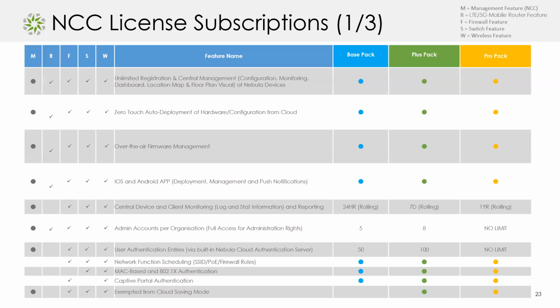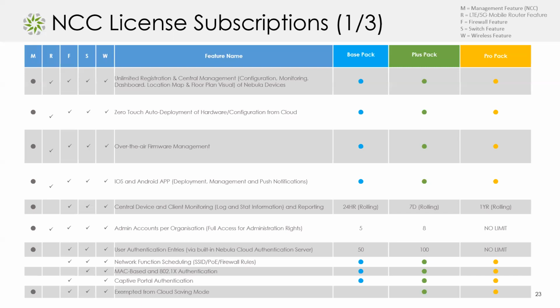Another area where we've got some differences here are when it comes to admin accounts. So this is per organization. When you're setting up a Nebula, you're going to set up each of your customers as their own organization. So for each of your customers with the free version of Nebula, you can have 5 admin accounts with access to that customer. If you're using the Plus version, you get 8 admin users per organization. And then with Pro Pack, it's an unlimited amount.